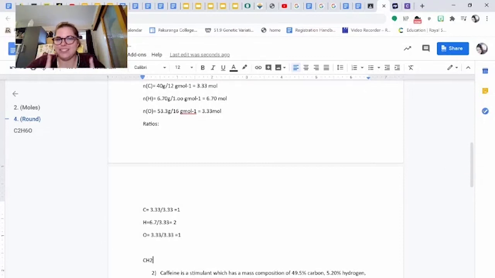CH2. I still can't figure out how to make my subscripts on Google Docs, so if you could teach me how to do that, that'd be cool.